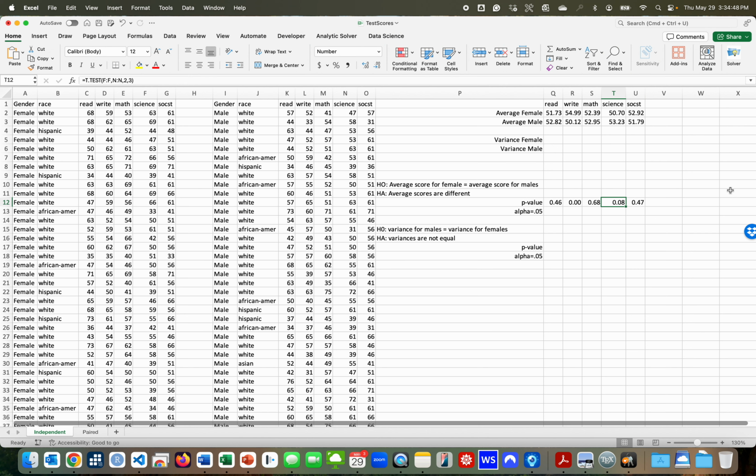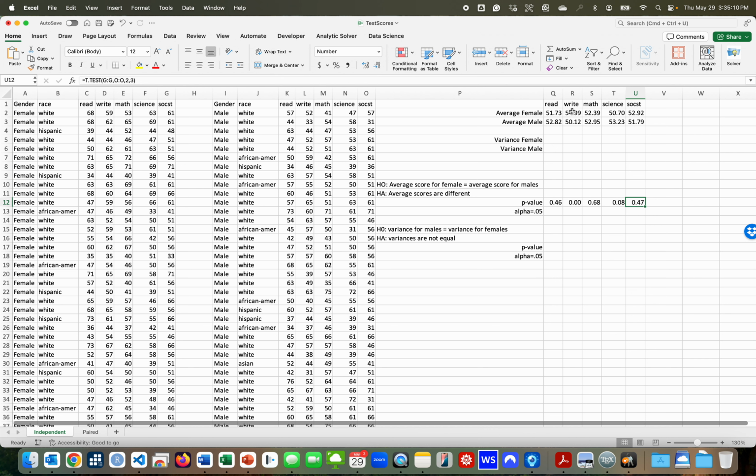If we chose 90% confidence, alpha would have been 0.1, and we would reject the null hypothesis. So we reject the null hypothesis that the science scores are equal with 90% confidence, but we fail to reject that null hypothesis at 95% confidence. And then for social studies, we also failed to reject the null hypothesis.